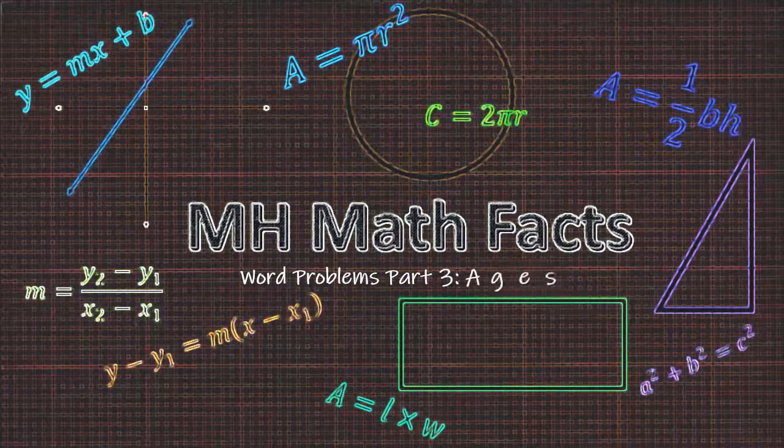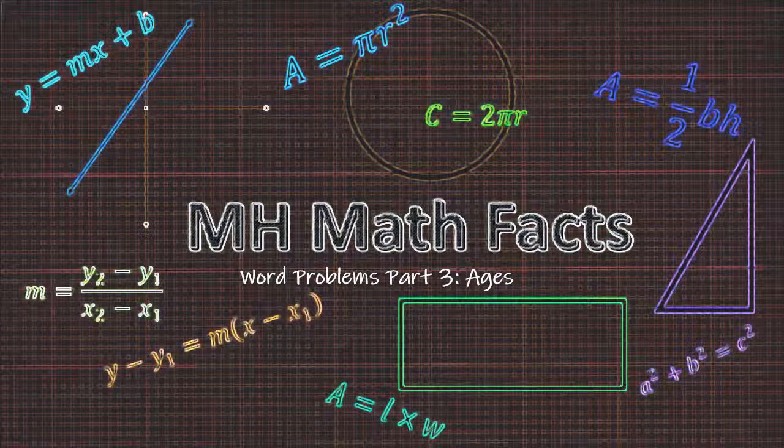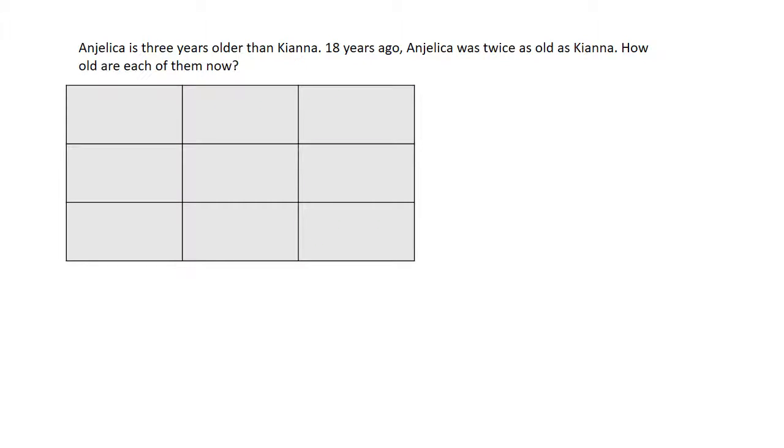In this video, we're going to talk about word problems that involve finding people's age. Our problem says Angelica is 3 years older than Kiana. 18 years ago, Angelica was twice as old as Kiana. How old are each of them now?